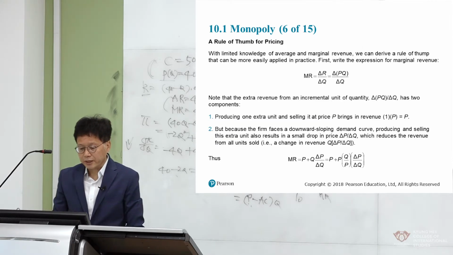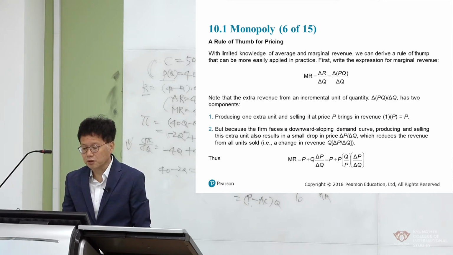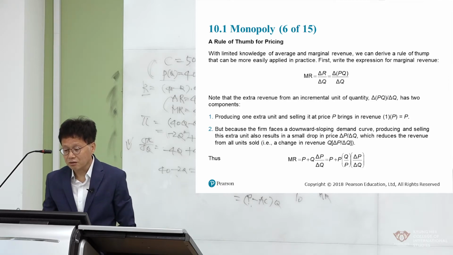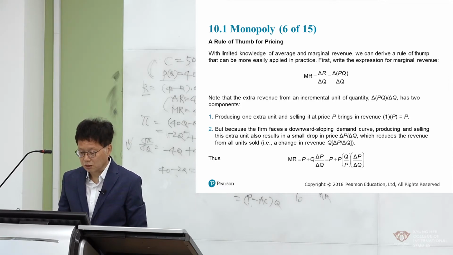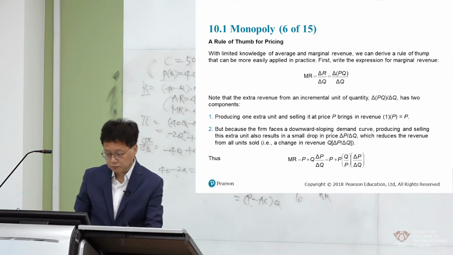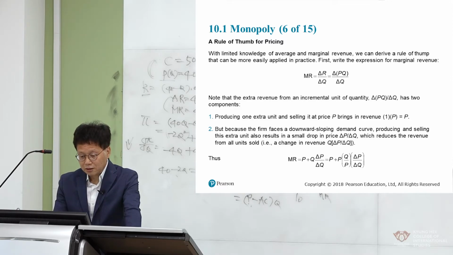A rule of thumb for pricing. With limited knowledge of average and marginal revenue, we can derive a rule of thumb that can be more easily applied in practice. First, write the expression for marginal revenue, like this. Note that the extra revenue from an incremental unit of quantity, change in total revenue over change in Q, has two components. Producing one extra unit and selling it at price P brings in revenue like this.